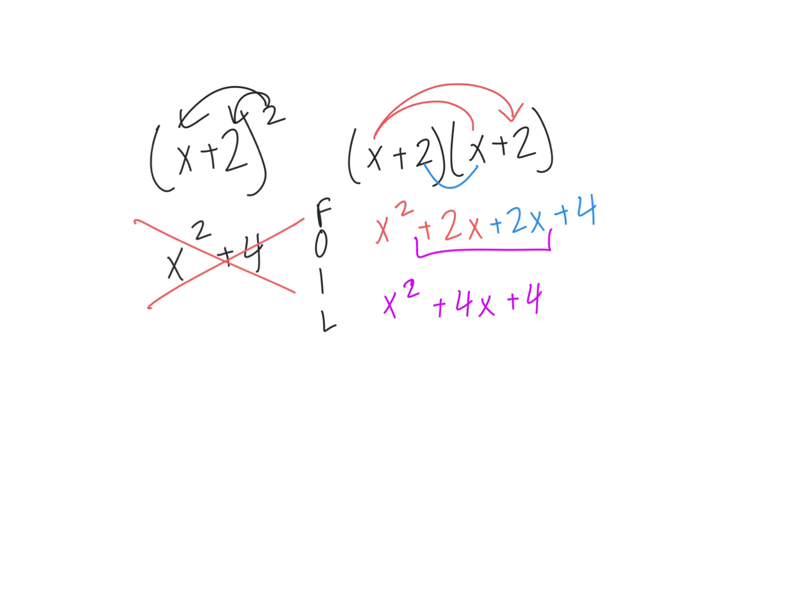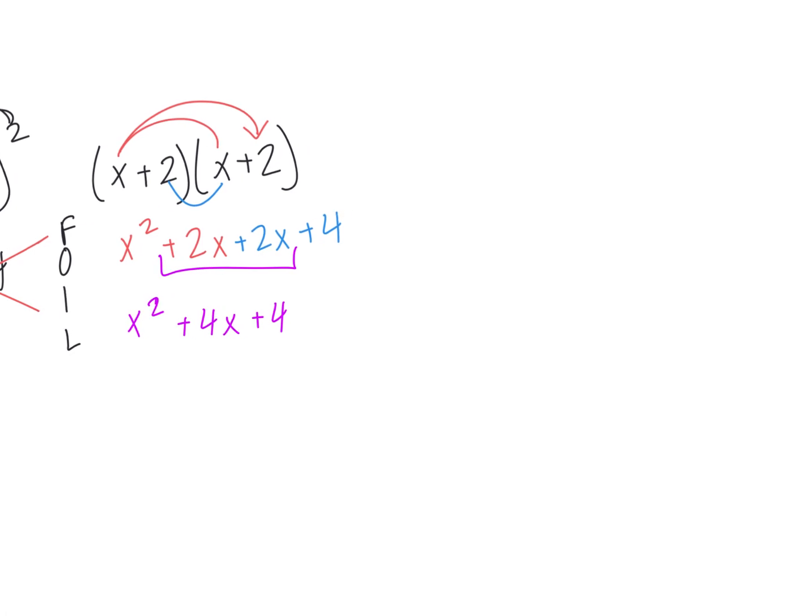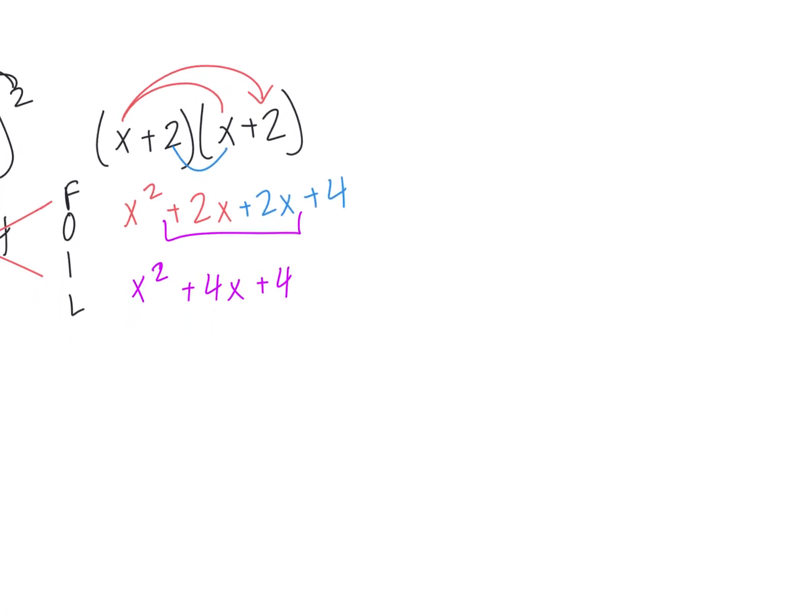Okay, so please remember how to FOIL. Another thing to remember: what's the opposite of square rooting something? The opposite is squaring it. Okay, so please make sure you remember that.